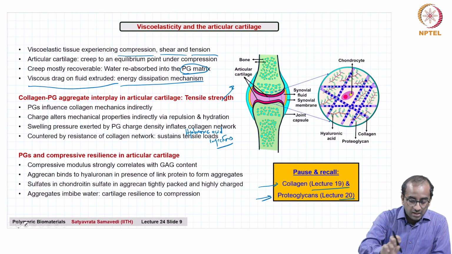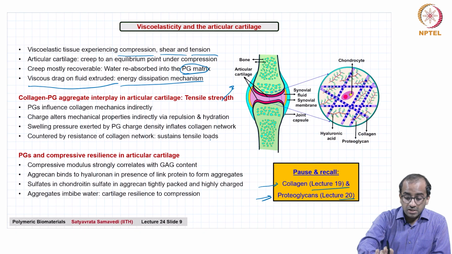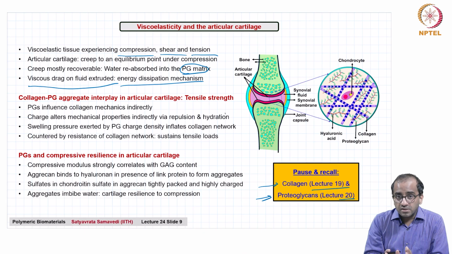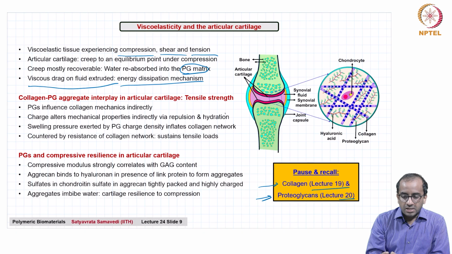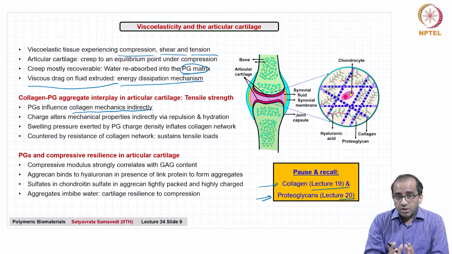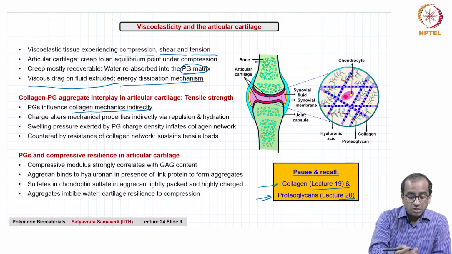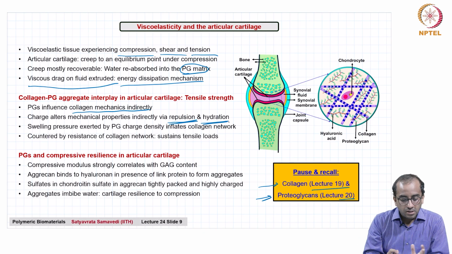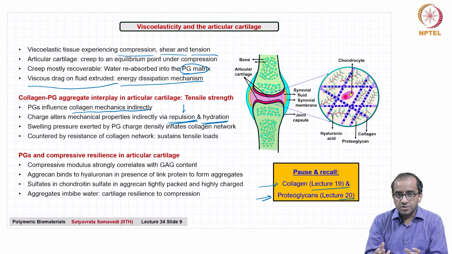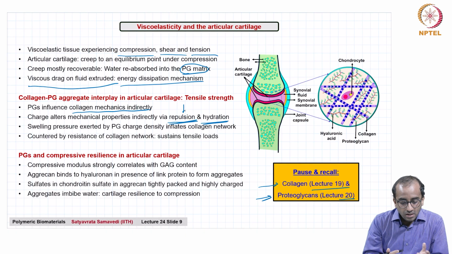Now, let us quickly look at the interplay between collagens and proteoglycans and how that contributes to both tensile strength and compressive resilience in the articular cartilage. The proteoglycans present in the articular cartilage influence the collagen mechanics indirectly. Again, you have to relate the role of proteoglycans to charges and the ability to get hydrated, right. So, charge alters the mechanical properties indirectly through similar charge-charge repulsions and for the ability for the proteoglycans to absorb a lot of water and retain it, right.